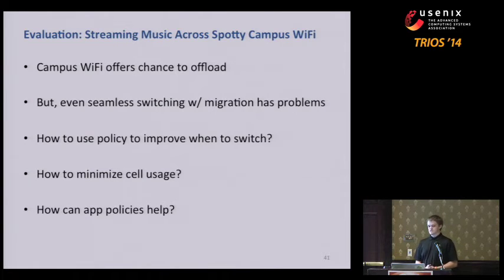So we had a few questions that we wanted to answer in this evaluation. The first was, how do we use policy to determine when we should switch between Wi-Fi and cellular? Second, how do we minimize cellular usage when we do use this new network switching? And third, how can application policies help us in this regard?